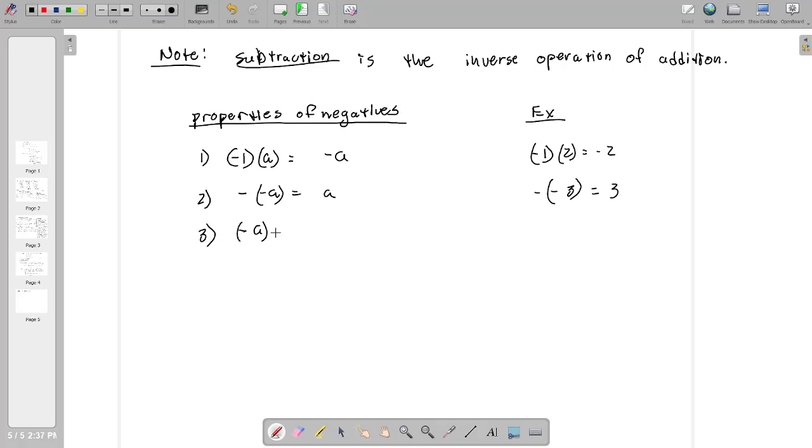Negative a times b is equal to negative ab. It's also equal to a times negative b. Negative 4 times 5 is equal to 4 times negative 5, which is equal to negative 20.